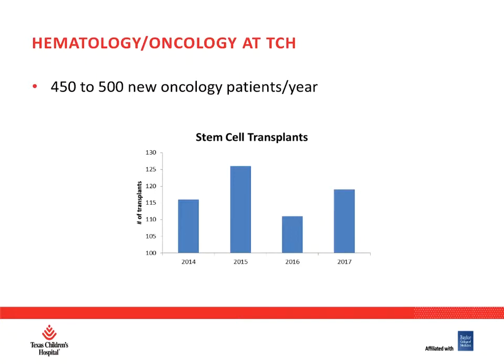And importantly, we have a fairly large immunocompromised patient population at Texas Children's Hospital. Every year we have anywhere from about 450 to 500 new oncology patients, so ALL patients, some AML patients, that type of thing. And we do a fair amount of stem cell transplants for some of these patients. Some years upwards of 120 or 125 or so, depending on the year.